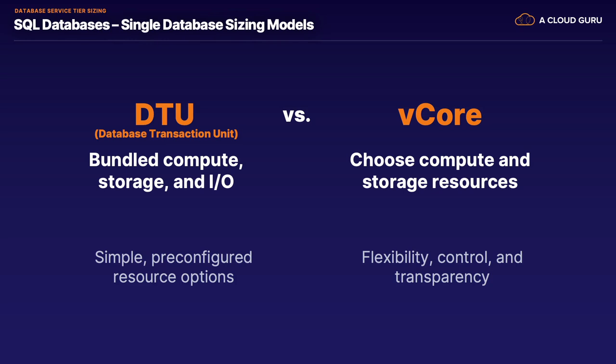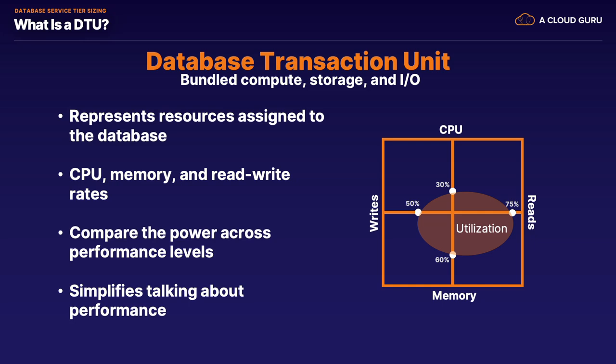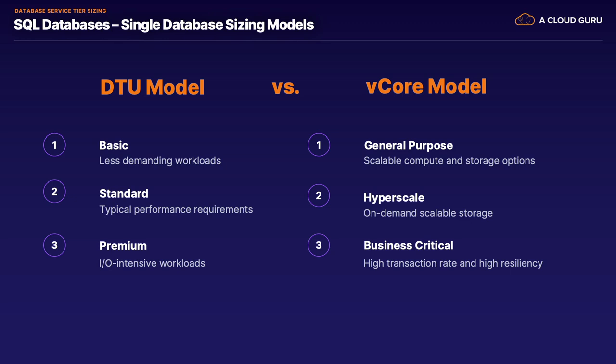Moving into this a little bit further, the database transaction unit, or DTU, represents all of the resources assigned to that database. So CPU, memory, read writes, all of them are going to be bundled and simplified in order to talk about overall utilization. So instead of talking about how much CPU, how much memory, how much read and write that the SQL Server is getting performed, we just simplify it down to DTU. For the DTU model, we have basic, which is less demanding workloads, a standard environment, which is really typical performance requirements, and then premium, which is I/O intensive workloads.